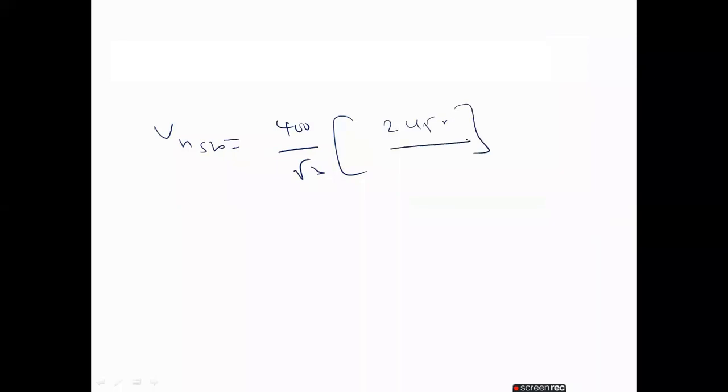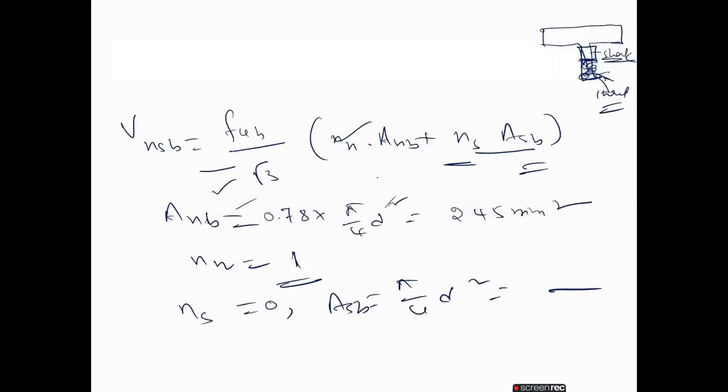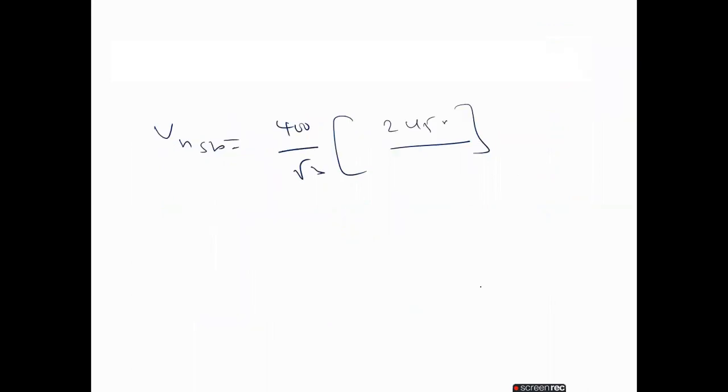Okay. What we call the A_sb value, whatever we got here, we will see in this one. So V_nsb, we will get some value here. Okay, so that is the value of V_nsb. After that, what do we have to calculate? Once you calculate the V_nsb, then we have to calculate the V_dpb.